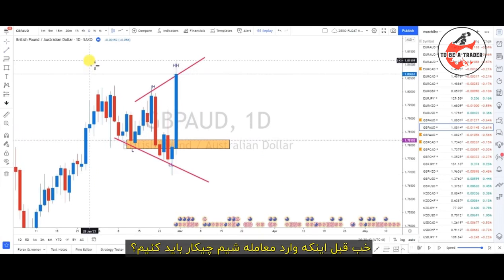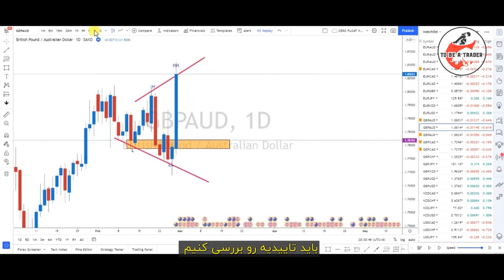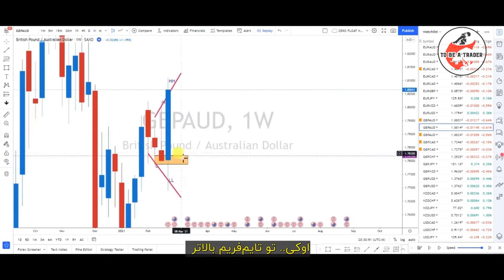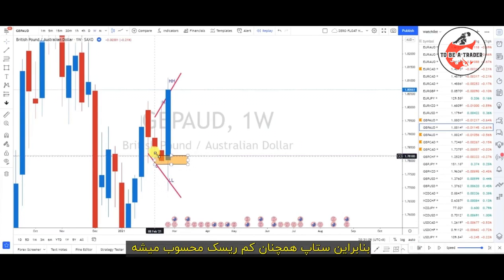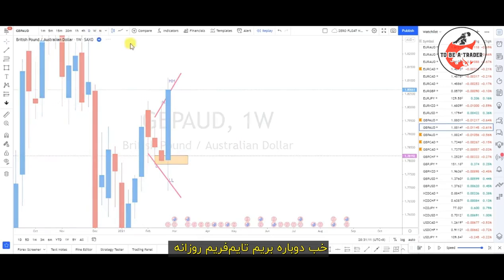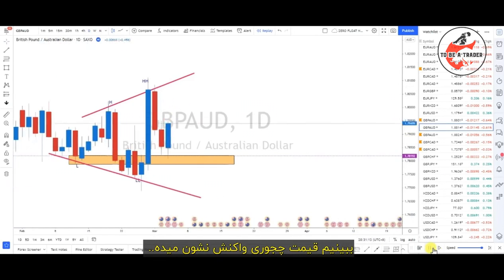Next, before we enter, what should we do? We go to the higher time frame. We need to check for confirmation. At the higher time frame, there is a bullish engulfing at the weekly time frame. At the same time, this setup is in the engulfing candle. Therefore, the setup is still considered low risk with a strong confirmation. So let's go to the daily again and see how the price reacts.